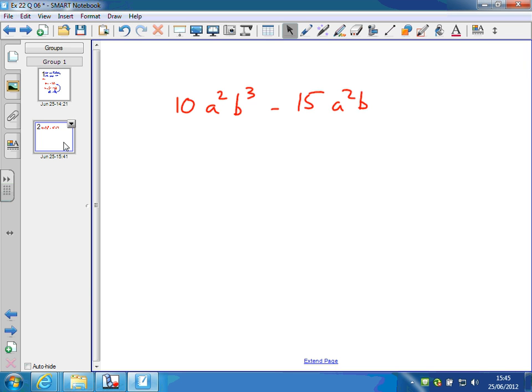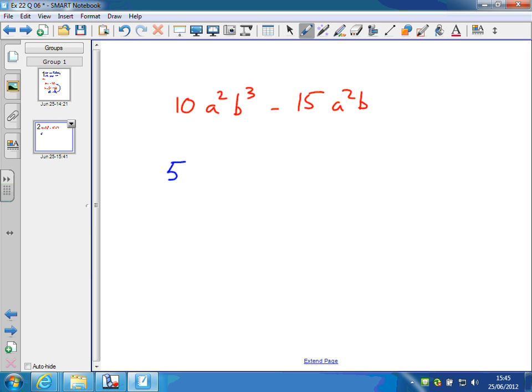What about this one? Have a look at that. Pause it, try it for yourself. The solution follows. So if we look at it, is there a number that goes into 10 and 15? 5. I can take a 5 outside the bracket.